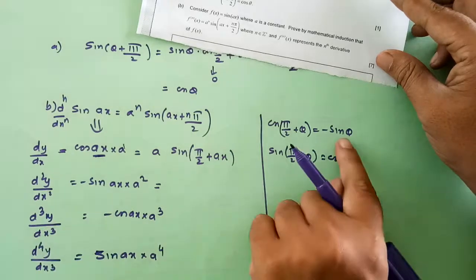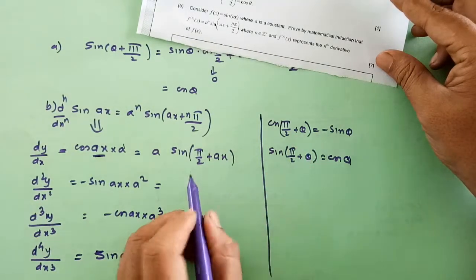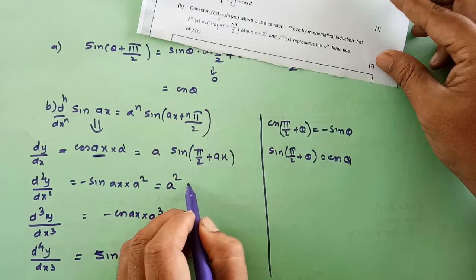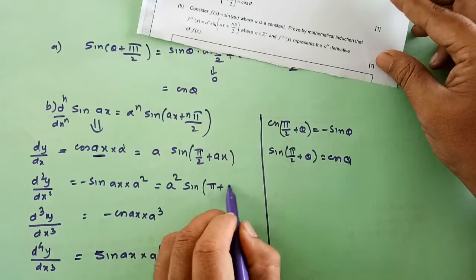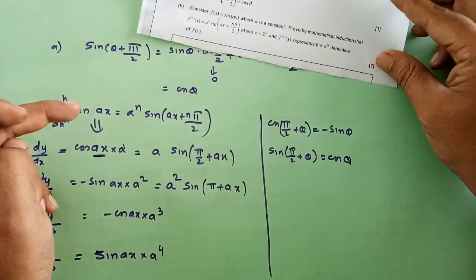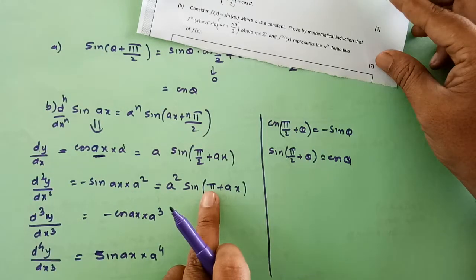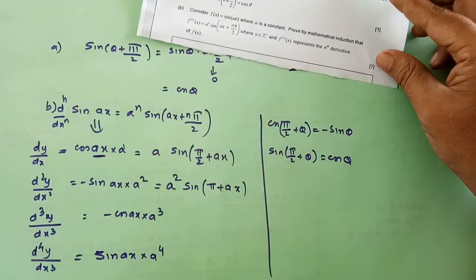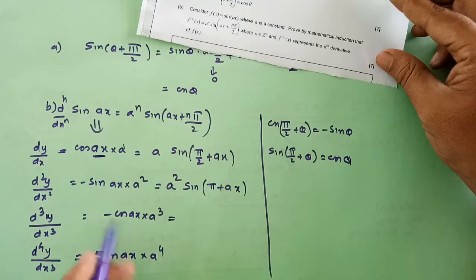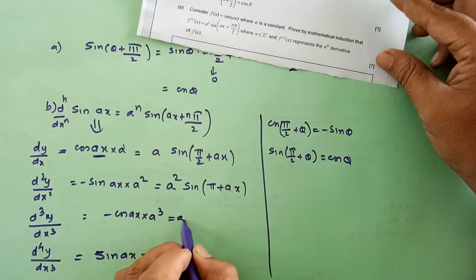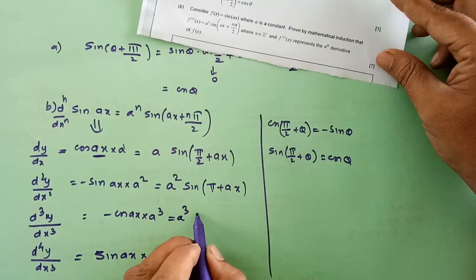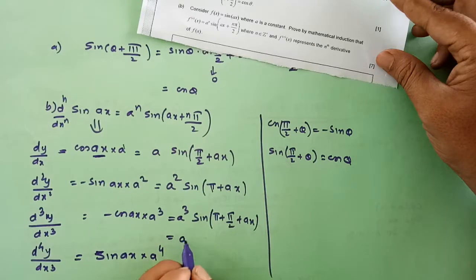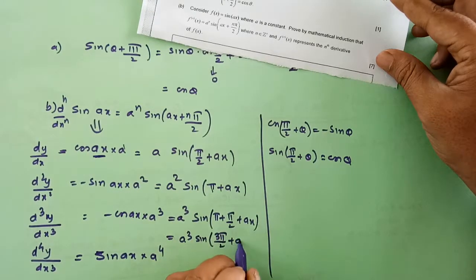If I have negative sine theta, I can write it as cos of pi by 2 plus theta. So I have this already as one of the answers, and I can write this as a squared times sine of pi plus ax. If you want to write sine as sine, you just add pi to the angle, and you don't even have to worry about the negative sign. If you want to convert sine to cos, you add pi by 2, and automatically it gives you cos, and so on. Now if you want to convert sine into cos again, that's going to be negative cos, so I have to add pi by 2 to this angle. So a cubed sine of pi plus pi by 2 plus ax is a cubed sine of 3 pi by 2 plus ax, and so on.